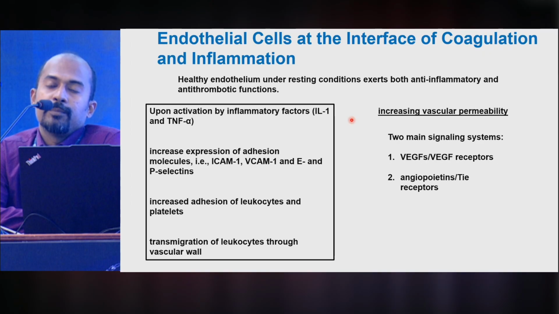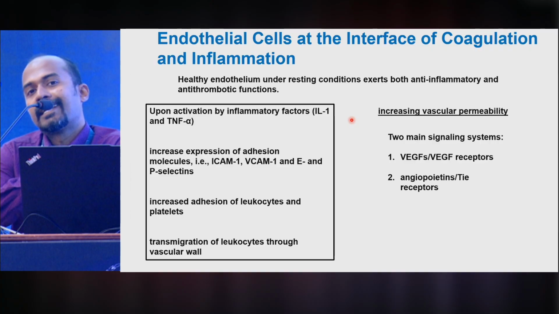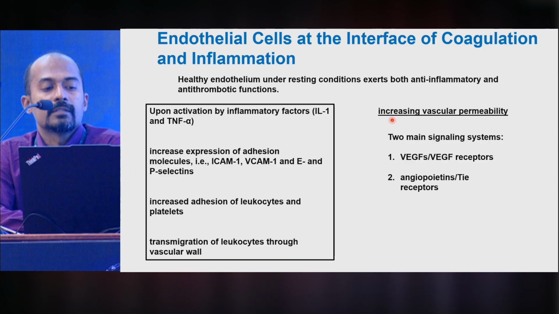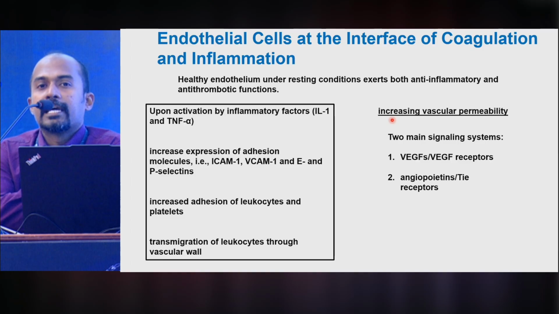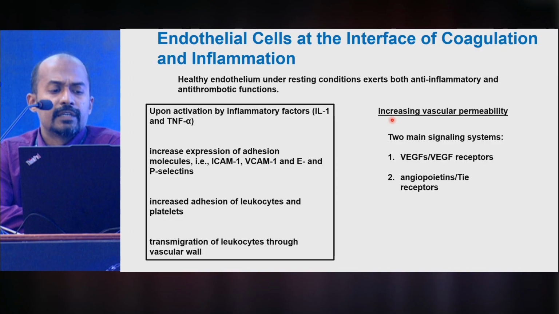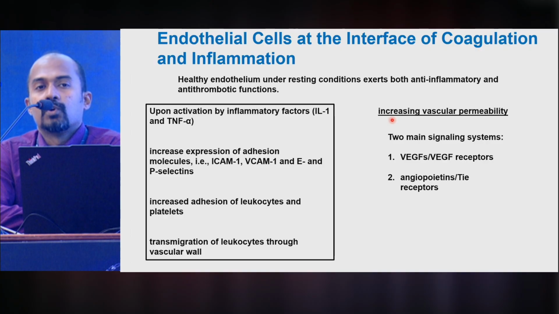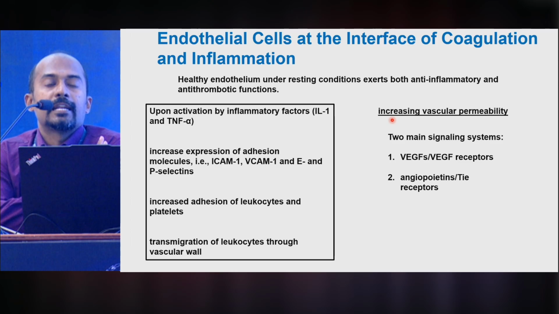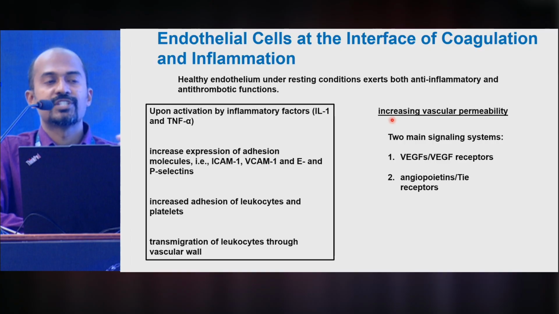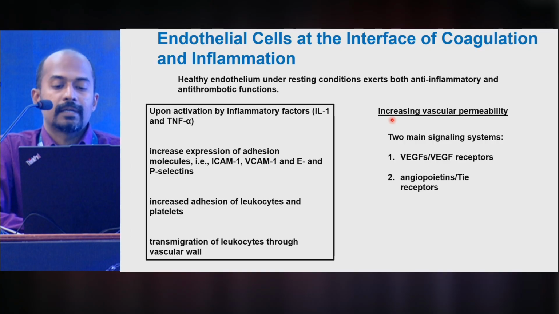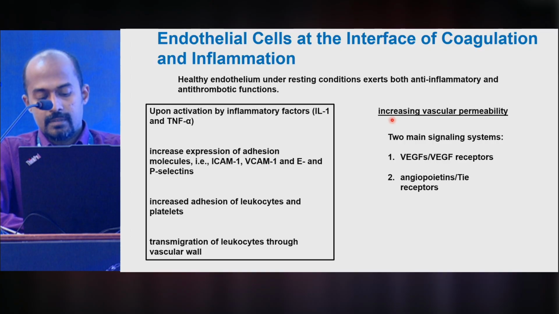Now, healthy endothelium under resting conditions has anti-inflammatory and anti-thrombotic functions, but when activated by inflammatory factors, they tend to increase expression of adhesion molecules like VCAM, ICAM, and selectins like E-selectin and P-selectin. That leads to increased adhesion of leukocytes and platelets, and of course transmigration of leukocytes through the vascular wall. The two main pathways involved inside the endothelial cells towards this activation are VEGF binding to VEGF receptor, or angiopoietins binding to Tie2 receptors.